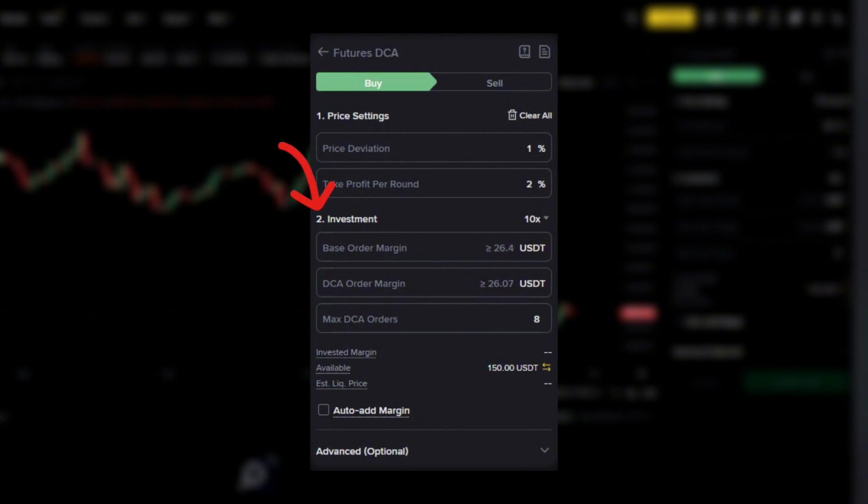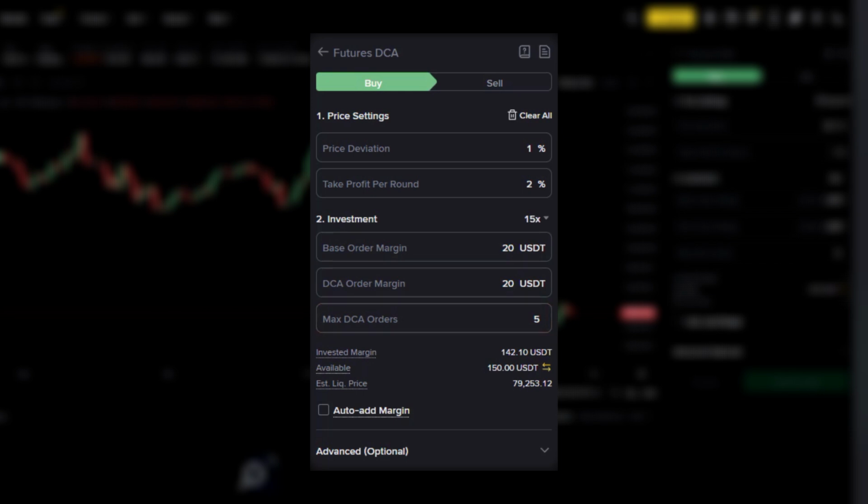In the next section, we set up the investment parameters. Here we need to enter the amount of margin for the base order and the subsequent DCA orders. It is basically the amount of actual money you invest, to which the chosen leverage will be later applied. You can set up the desired leverage in this section as well. Lastly, here you will need to set the maximum amount of DCA orders.